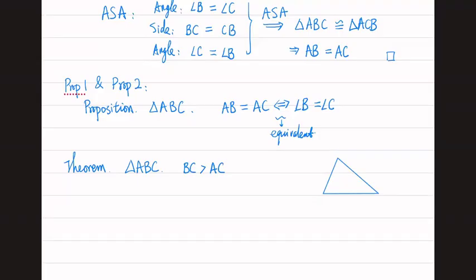BC and AC. This will be A, B, C. If one side is longer than the other one, then the opposite angle, this one opposite angle is A, and this one opposite angle is B. Okay, so it means longer sides face bigger angles.